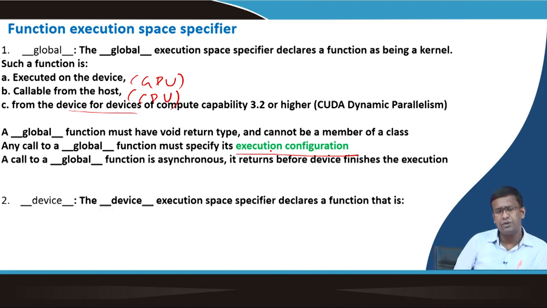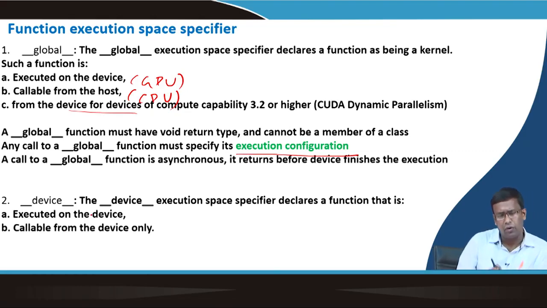The other execution specifier is __device__, and this is for a function which is executed on the device, the GPU, and callable from the device only. Say, for example, you take a kernel function itself. Within the kernel function, it needs to call another function. So, it is a function which will be called by the GPU and executed by the GPU in the same stream of instructions.